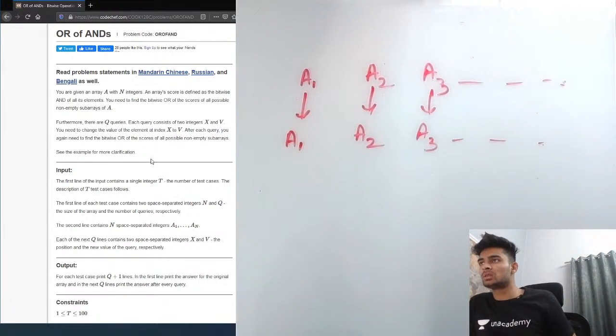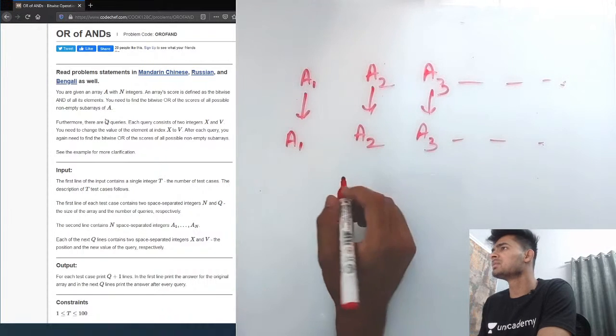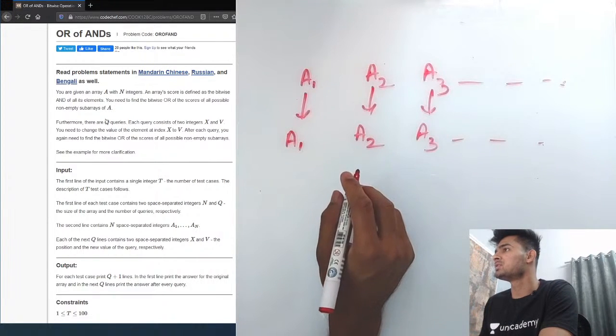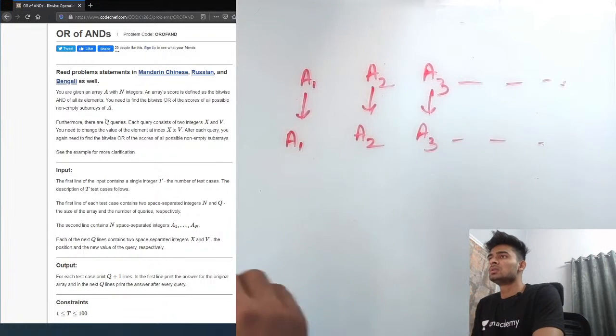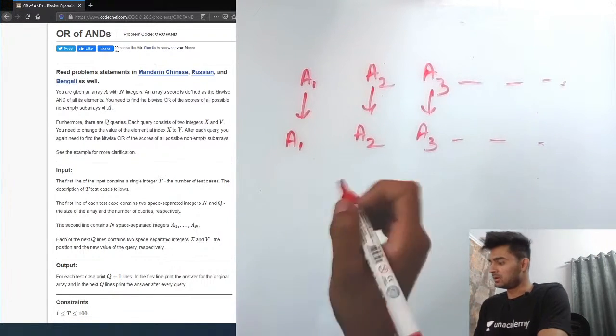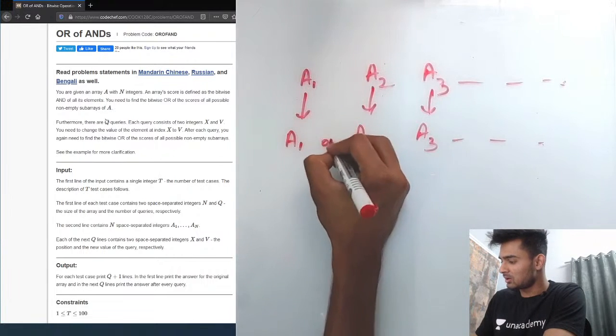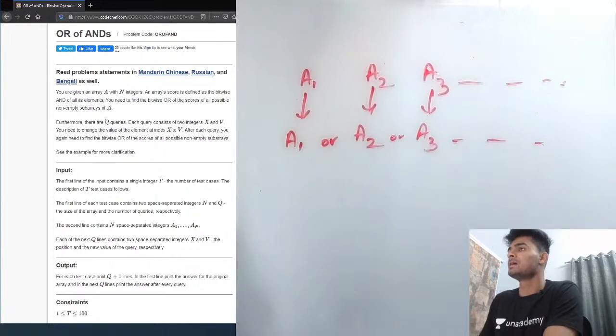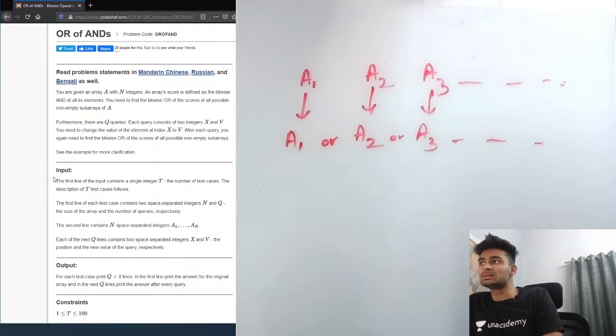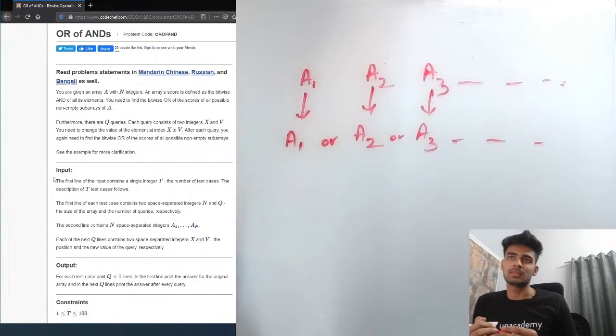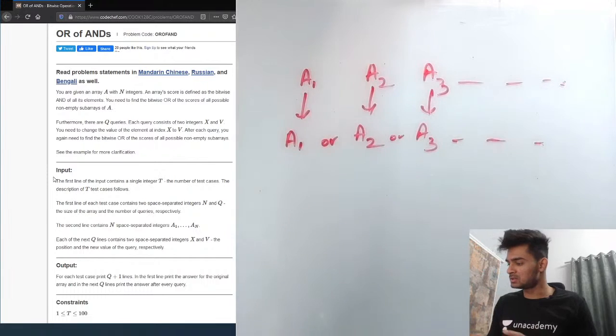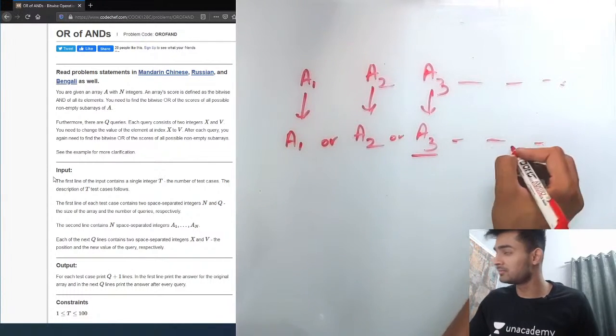Now let's see what the question says. You need to find the bitwise OR of the scores of all possible subarrays. Okay, the final score is going to be the OR of all these values. Furthermore, there are Q queries. Every query consists of two integers x and v. You need to change the value of the element at index x to v. After each query, you again need to find the bitwise OR of the scores of all possible non-empty subarrays. So we are finding the OR of all these final values.